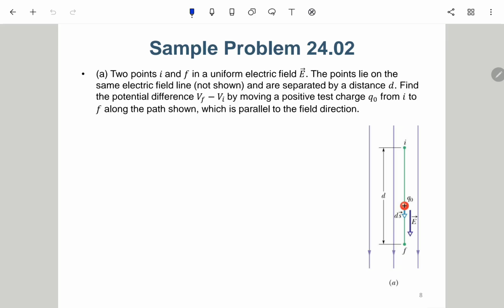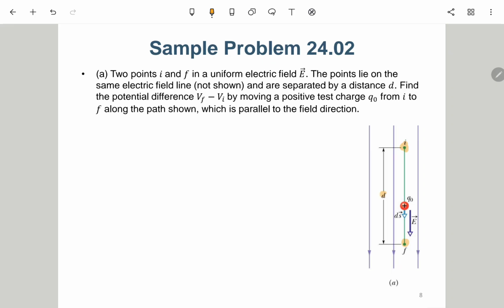Okay, so here we have another central problem, to get you familiar with how to calculate the line integral. It says the two points I and F are in a uniform electric field E. This is the point I, this is the point F. The points lie on the same electric field line, not shown, and are separated by distance d.